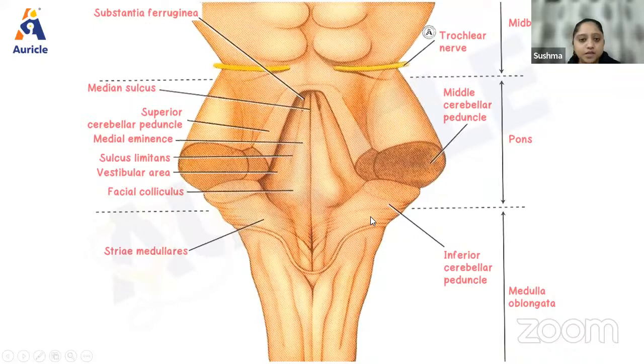Then we have the inferior cerebellar peduncles, and this is the striae medullaris that separates this hypoglossal area from the vestibular area. Correct? Then we have the nucleus gracilis and nucleus cuneatus. You can see the tubercles here. This is the posterior aspect. How do I know it is posterior? Number one giveaway clue is the trochlear nerve that is coming out.